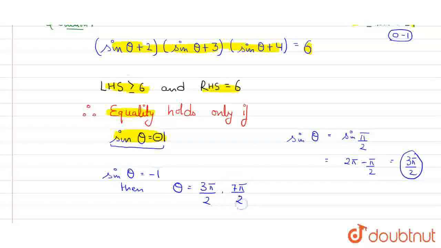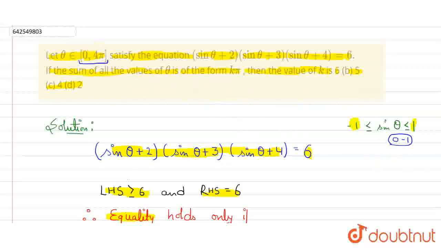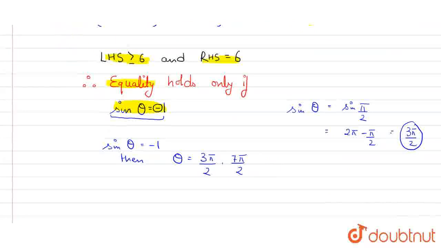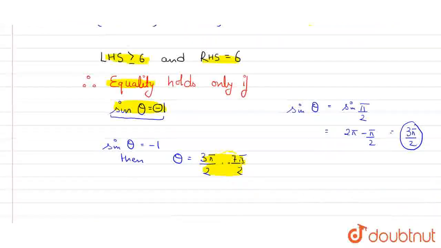Now if I further add 2 pi to this 7 pi by 2, it will not satisfy the limit. The limit given in the question is 0 to 4 pi, so I have only considered 0 to 4 pi, and in this limit I am getting only two values. The question asks me to find the sum of all values of theta, and I have two values of theta, both of these.